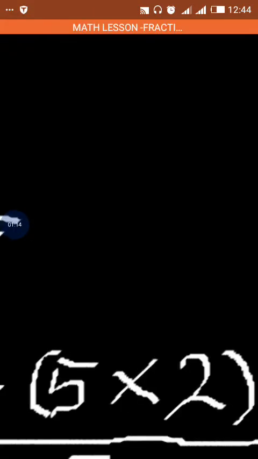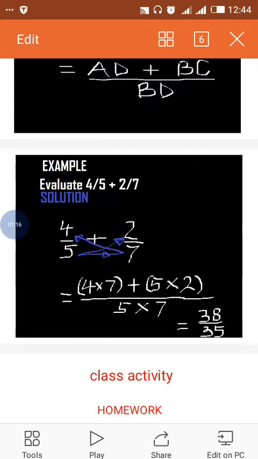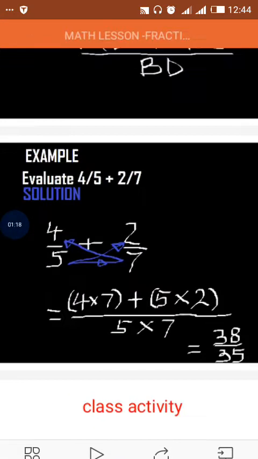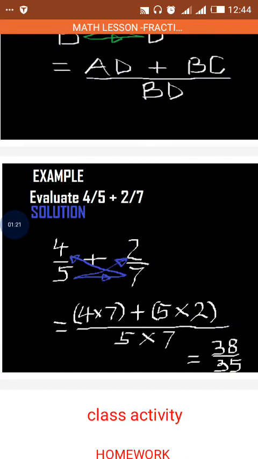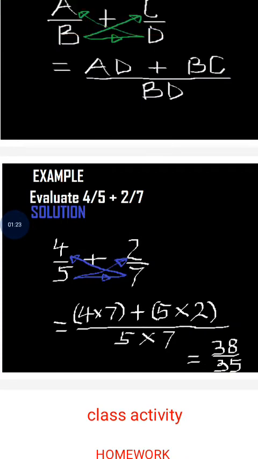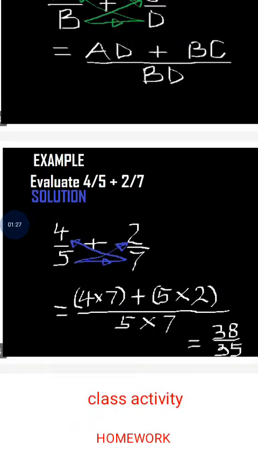So let's take one example and let's apply this principle. Now we have an example here, which is 4 over 5 plus 2 over 7. So solution: 4 over 5 plus 2 over 7. Put in your bob symbol in between and do the multiplication.